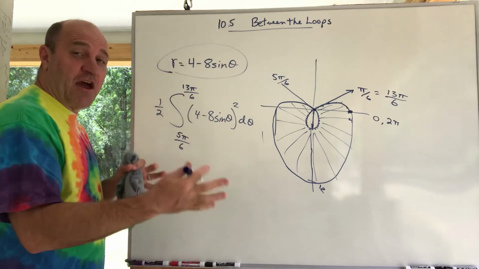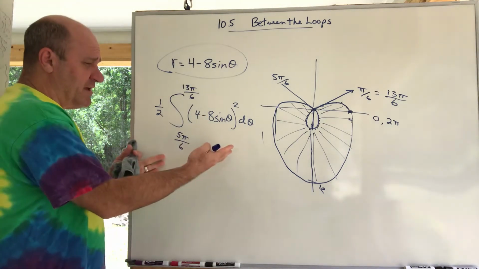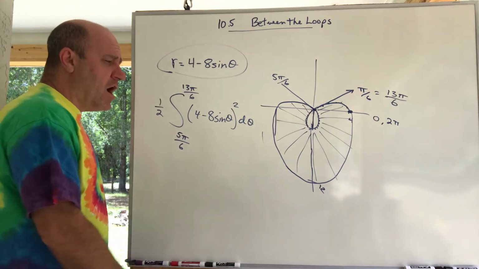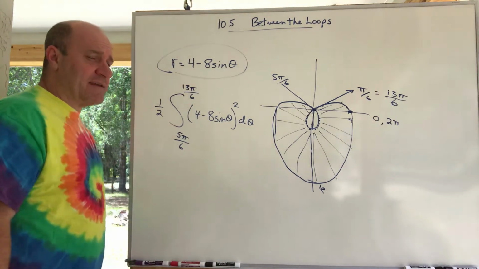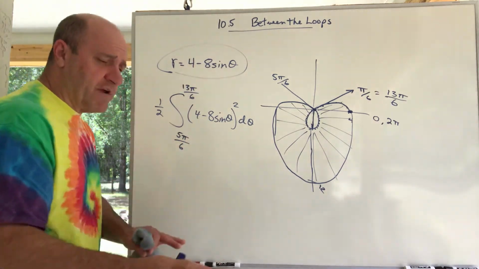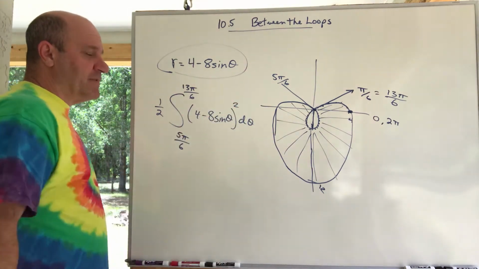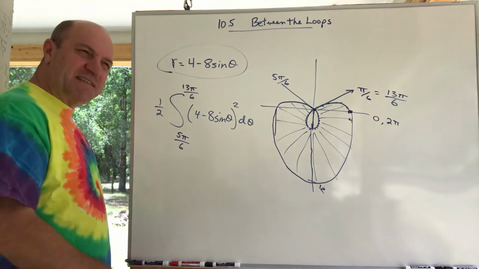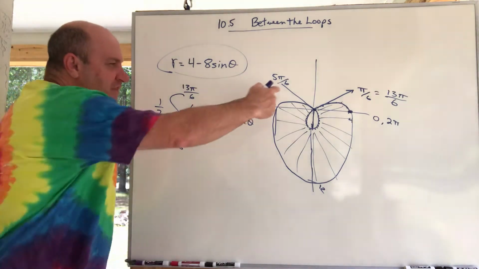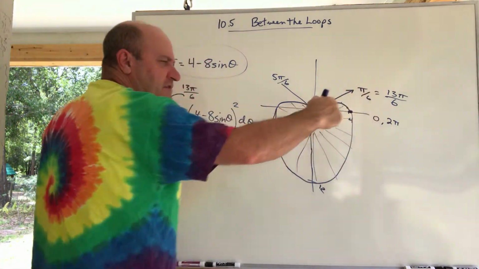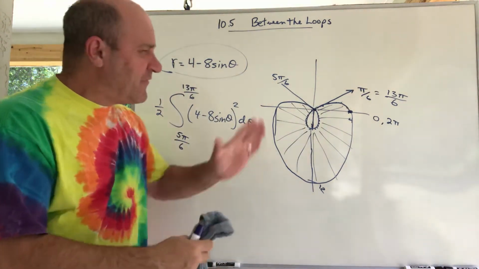Some of them say set up the integration only, which would be this. Except guess what? I've made a mistake. I don't have to do the integration, I'm just setting it up. Set up the integration means set it up and stop. But there's a mistake here. What did I do? I went from 5 pi over 6 all the way around to 13 pi over 6. So I thought I left out the inner loop.